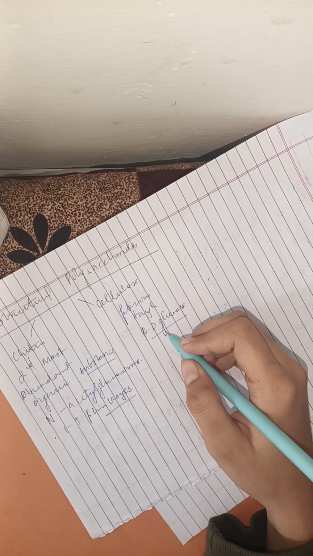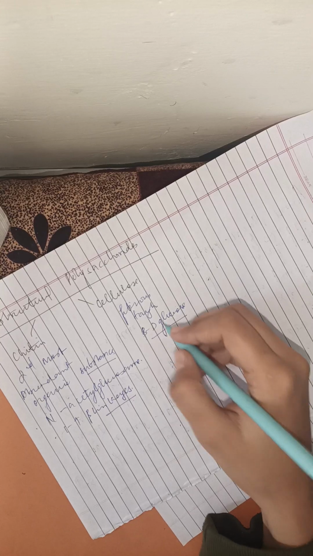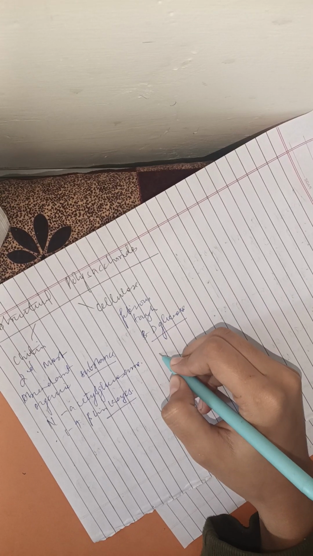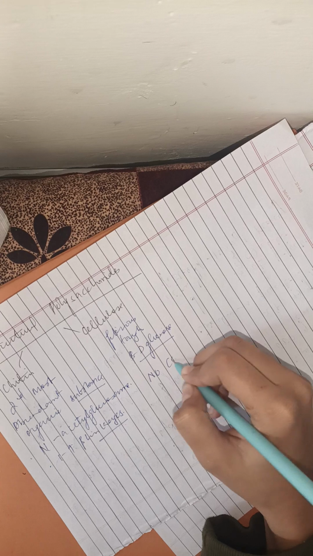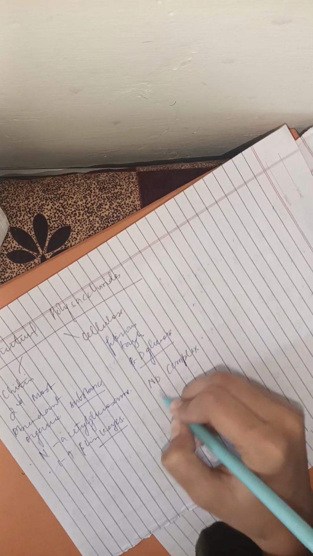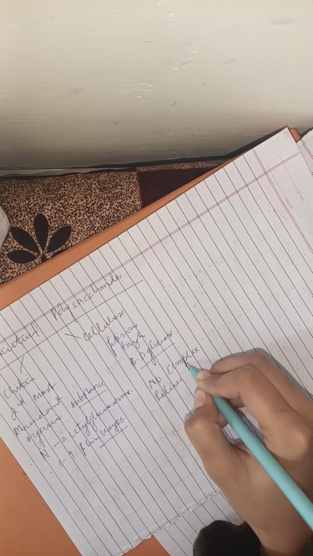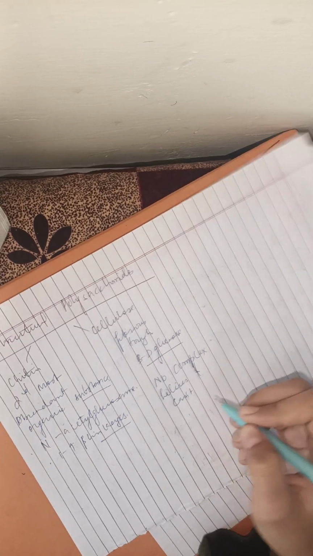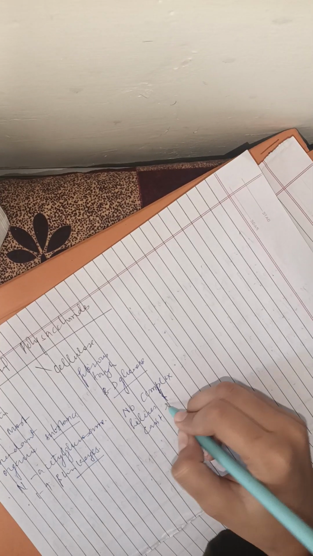Cellulose does not contain complex helices and hence cannot hold I2. No complex helices, and can't hold I2.